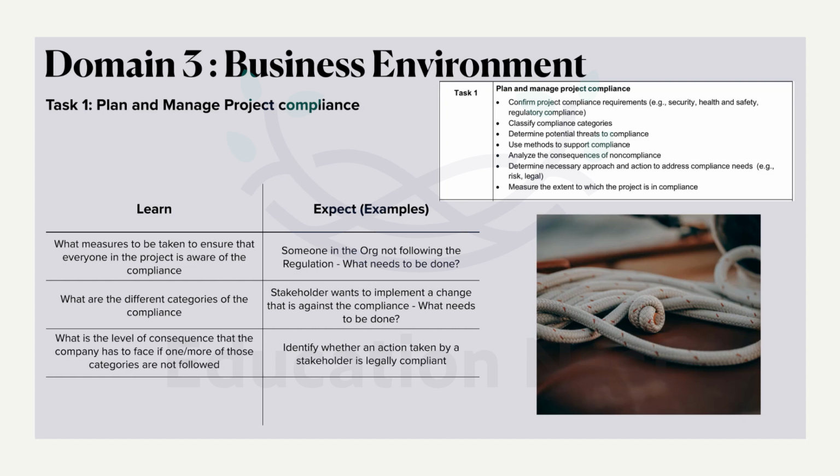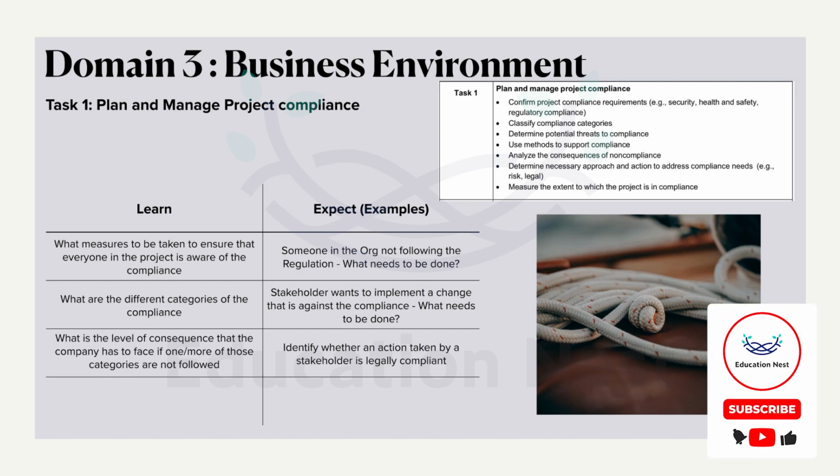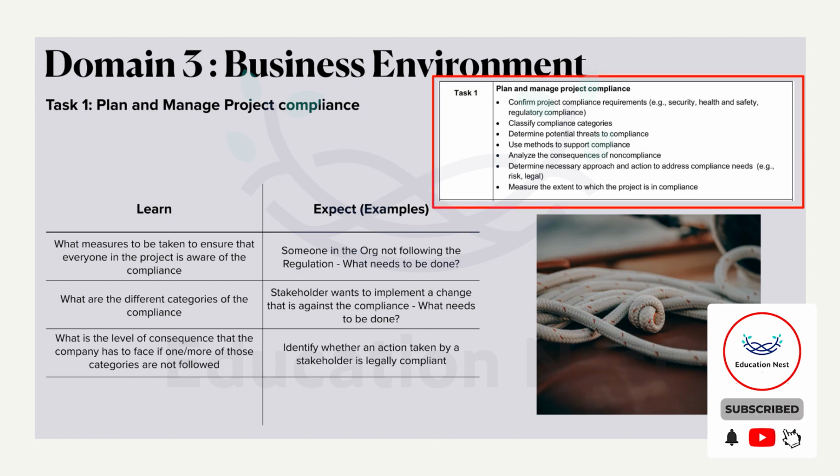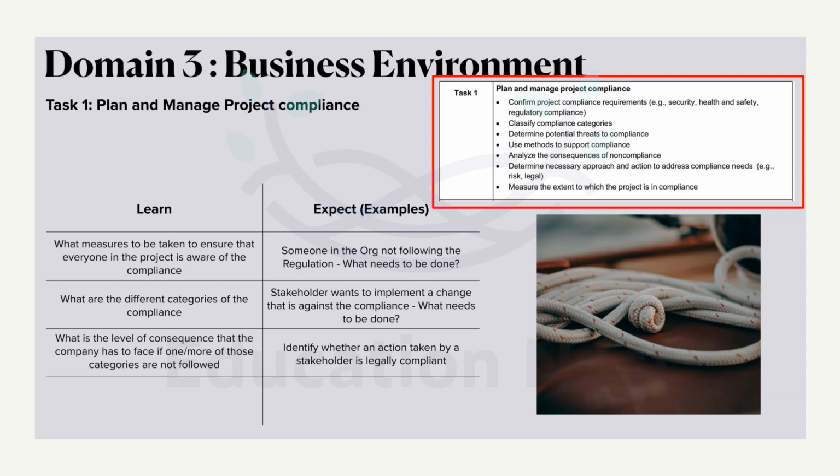If we look at the task according to the PMI, we can see that there are 7 enablers here. Also, as I said, it's the biggest task of all 4, and the majority of the questions will arise from here. So what we have to do here is confirm the project compliance requirements. We have to classify these categories, in which category the compliance is coming. We have to determine the potential threats to the compliance.